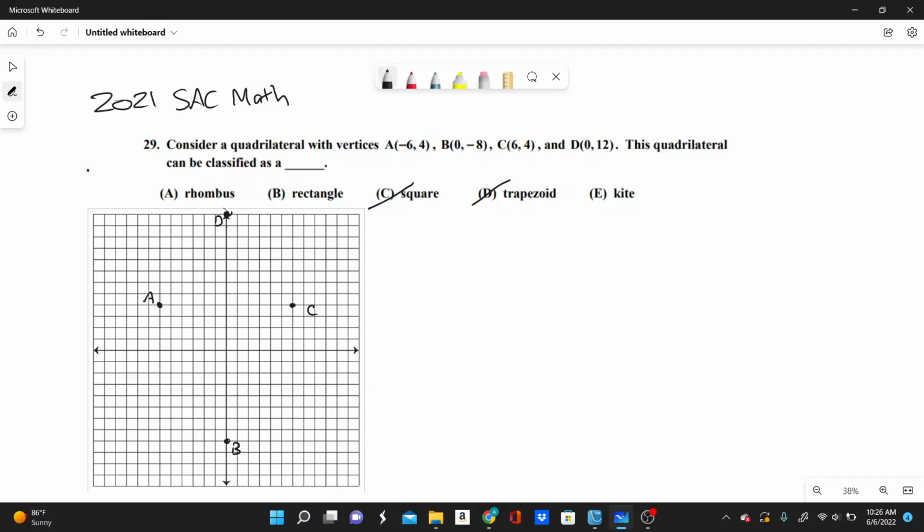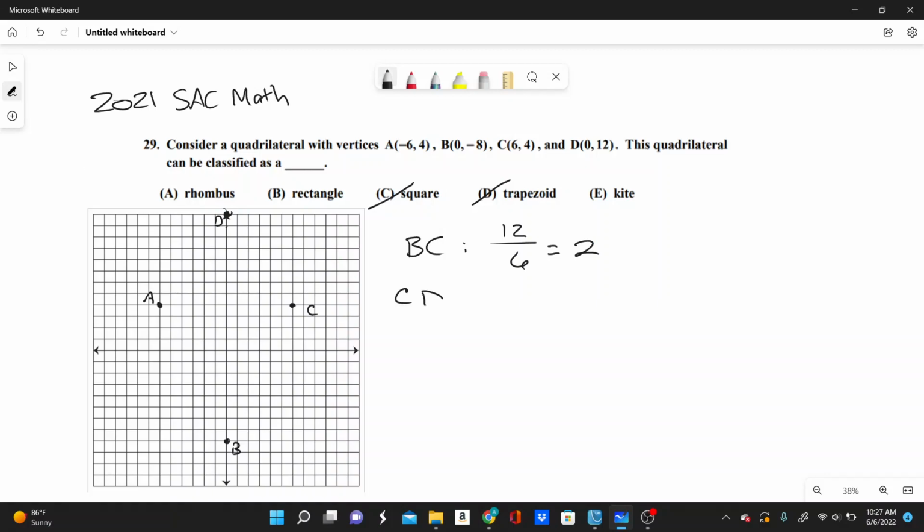So let's think about some of these requirements. To be a rectangle, these would have to be at right angles. If they're at right angles, then we also know that they would have perpendicular slopes. So let's check. For BC, the slope is change in y divided by change in x. To go from -8 to 4, that's an increase of 12. To go from 0 to 6, it's an increase of 6. So the slope of BC is 2.